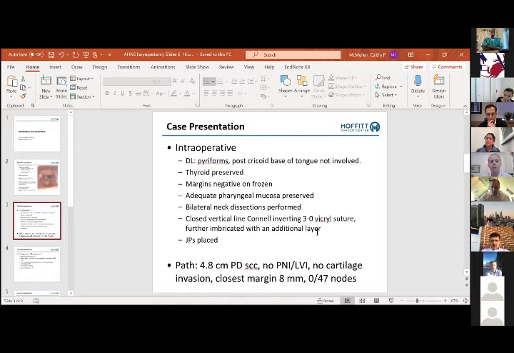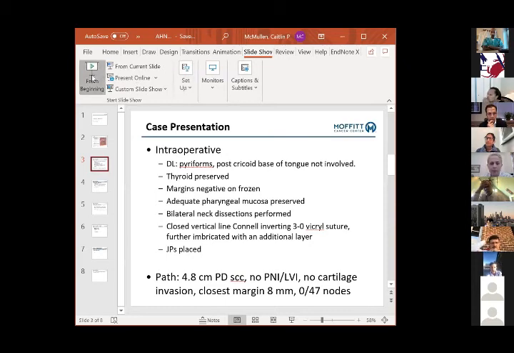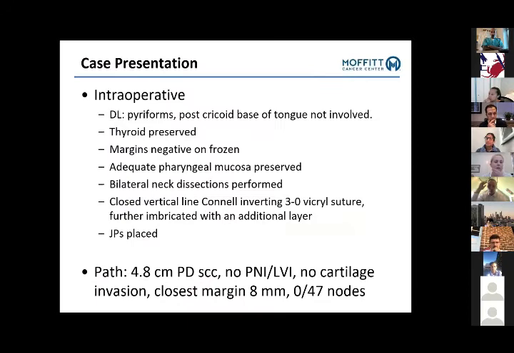Intraoperatively, the piriforms were clear. Let me get a better view. There we go. Piriforms were clear. The post-cricoid space was clear. The base of tongue wasn't involved. It was all endolaryngeal. We preserved the thyroid. Margins were negative on frozen section.